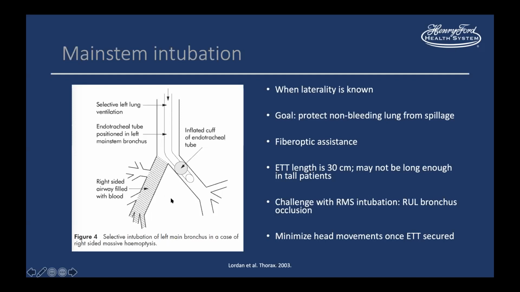And then the other thing to keep in mind is once you do mainstem intubate someone and secure the ET tube, make sure everyone knows to minimize head movements. If the patient's chin were to move down, the ET tube would move proximally, and if their chin went up, it could move distally and dislodge placement of your tube.